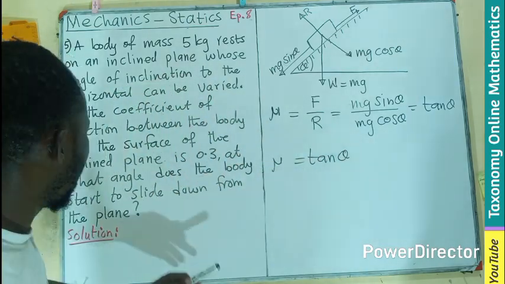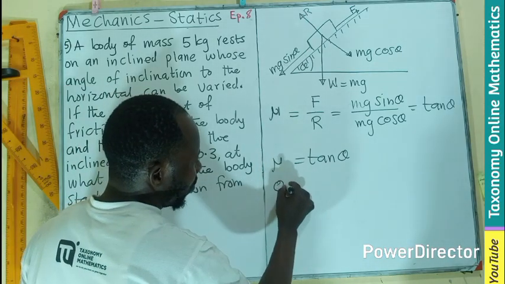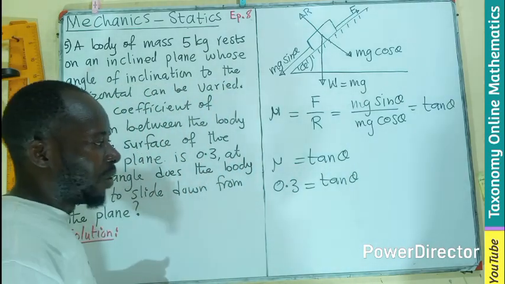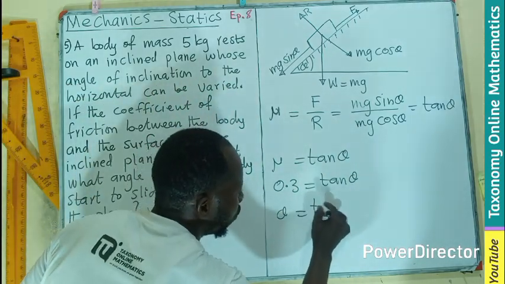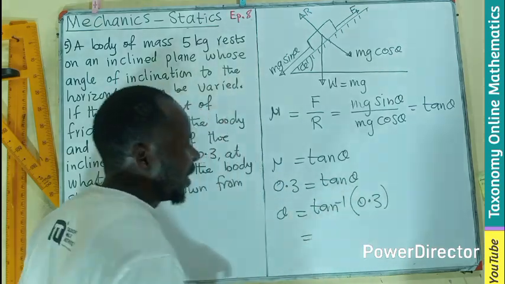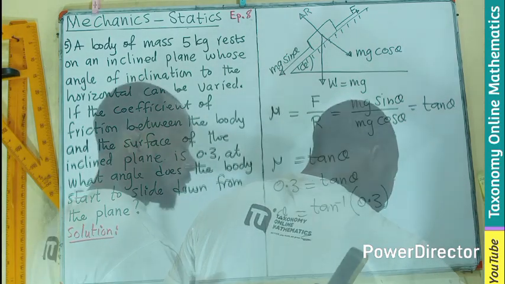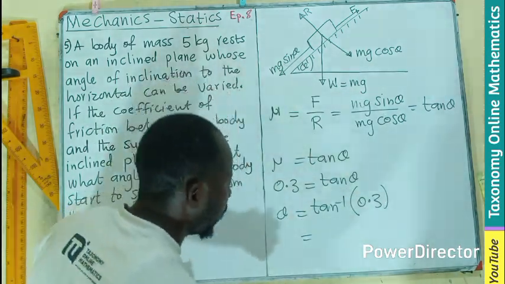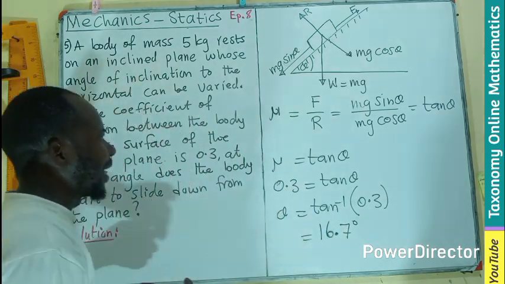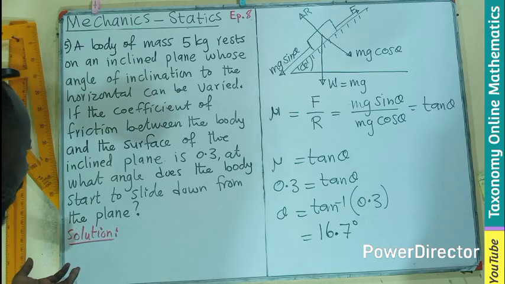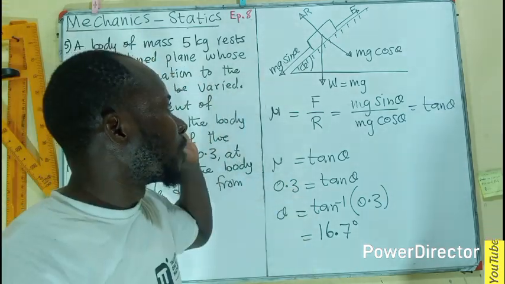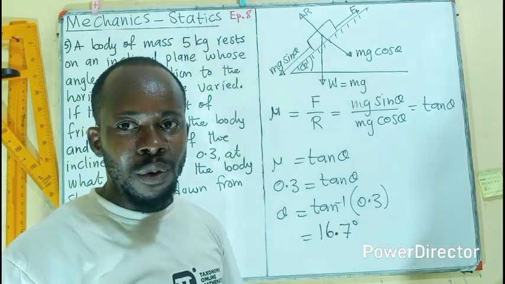But I know what the friction is, as given in the question: 0.3 equals tan theta. So in this case, we are looking for theta. So theta equals the tan inverse of 0.3. Let's put that in our calculator and see. And that will give you 16.7 degrees. So the angle of inclination, if not to any significant figures or whole numbers, is 16.7, or 17 degrees if we are to leave it in a whole number.